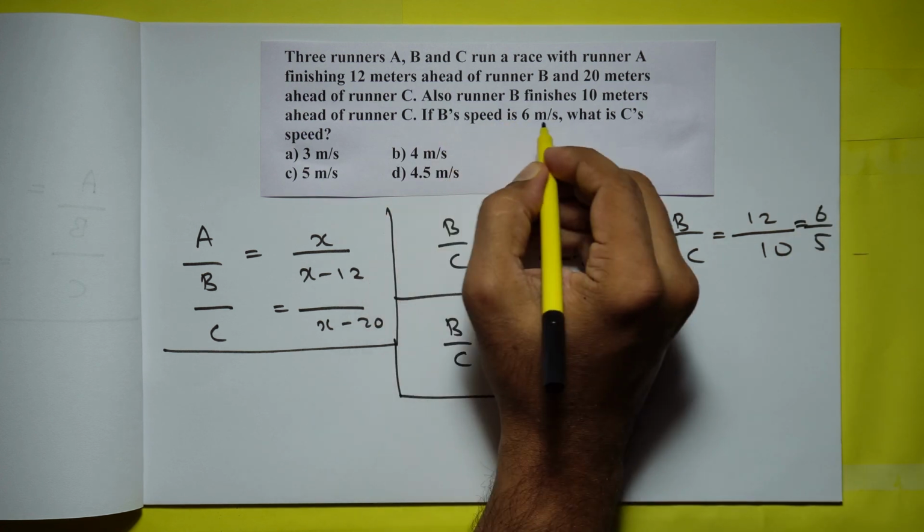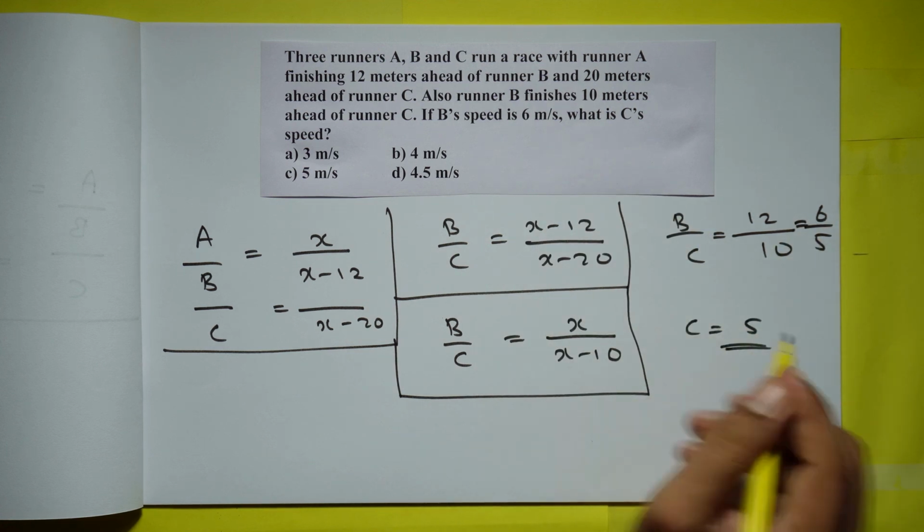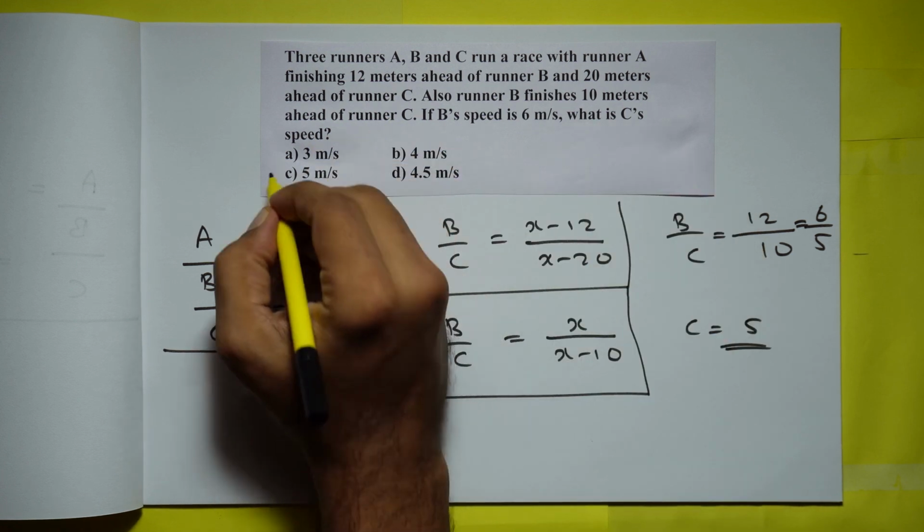Now B speed is 6. So if B speed is 6, C speed will be 5 meters per second. So what is C speed? That is 5 meters per second.